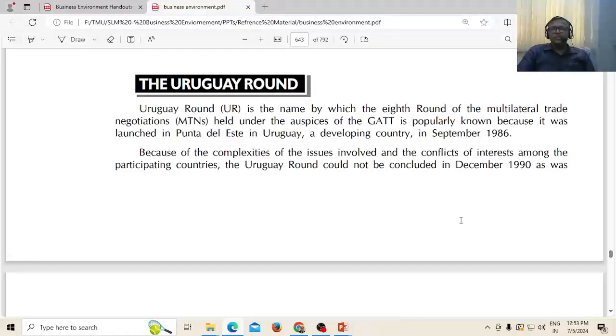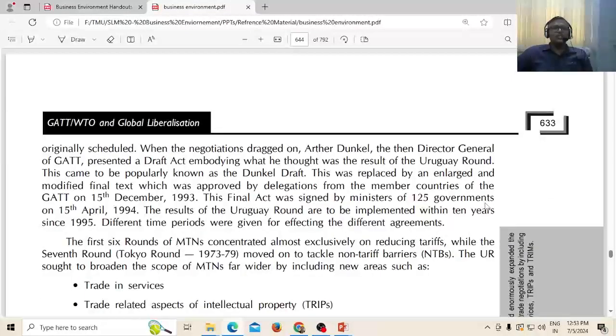Because of the complexities of the issues involved and the conflicts of interest among the participating countries, the Uruguay Round could not be concluded in December 1990 as was originally scheduled.